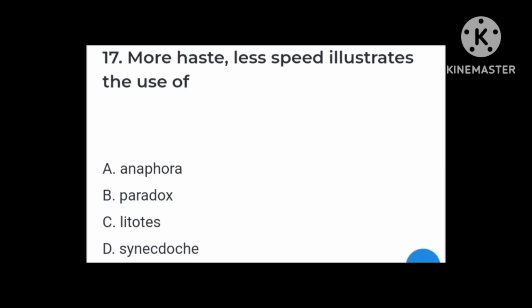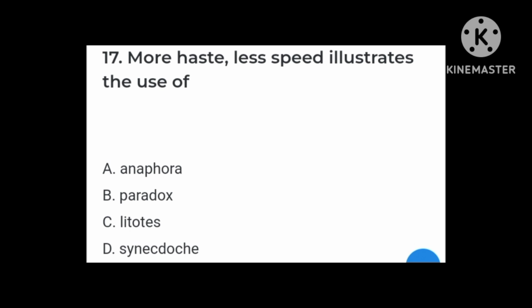Next question is question number 17. More haste, less speed illustrates the use of. Option A, anaphora. Option B, paradox. Option C, litotes. Option D, synecdoche.